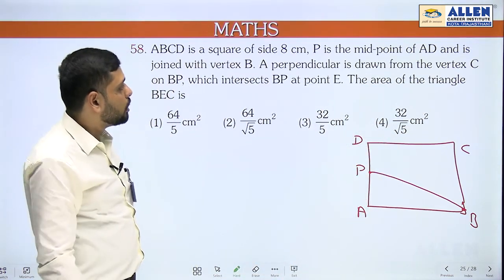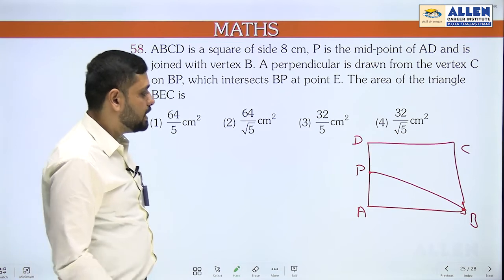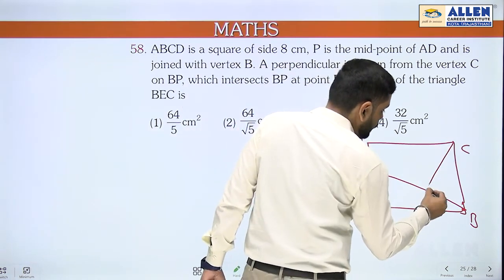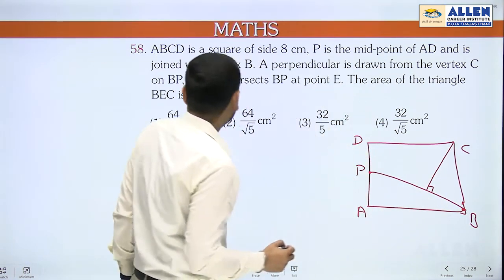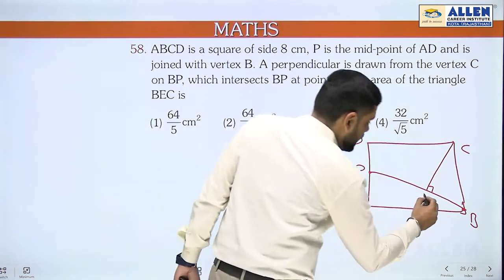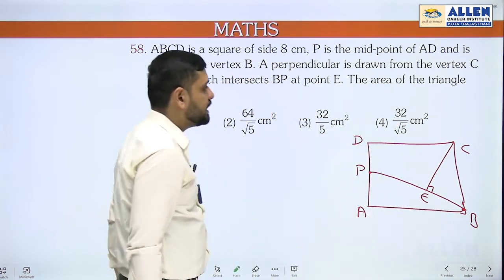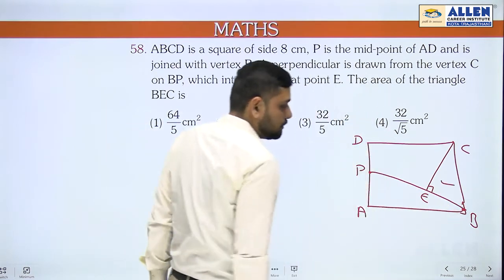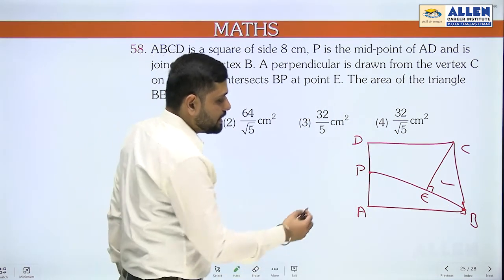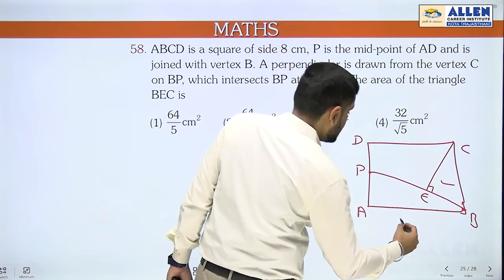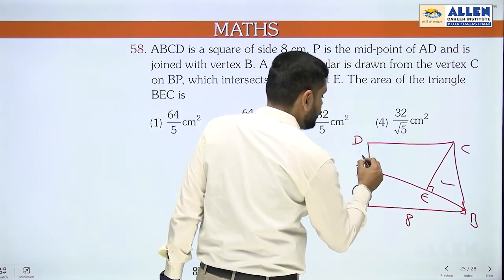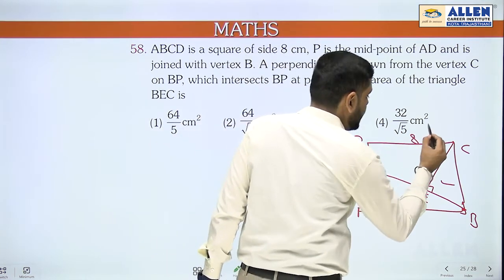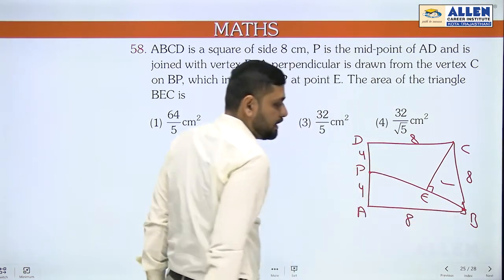A perpendicular is drawn from the vertex C on BP, and we have drawn the perpendicular from C on BP, which intersects BP at E. We need to find the area of the triangle BEC. As this is the midpoint and the square's side is given as 8, this is obviously 4 and 4. This is also 8, and this is also 8.